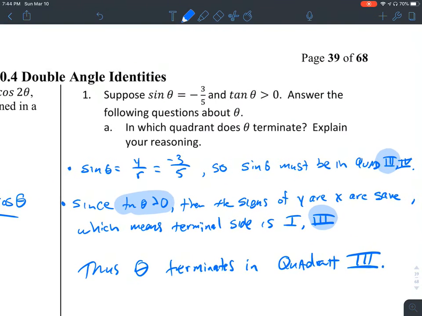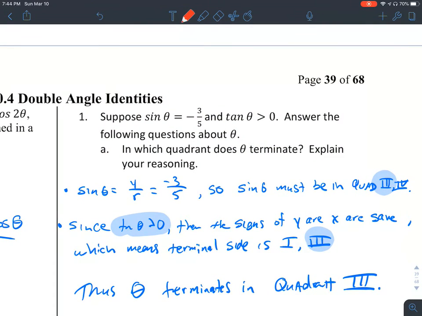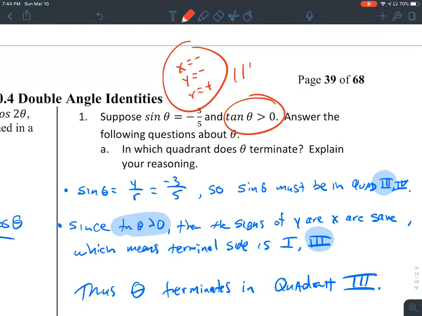Easier way to sum that up, because I messed that up at the beginning and that probably caused confusion. We can see from this that y is negative and r is positive. Since tangent is greater than 0, that means sine and cosine both have to be negative, or they both have to be positive. Since we already know y is negative, that means x has to also be negative. This only happens in quadrant 3.